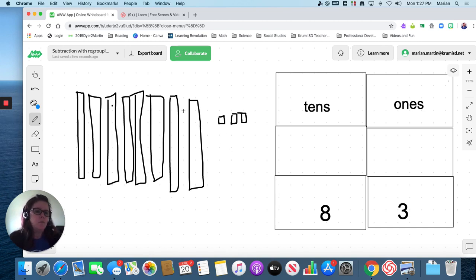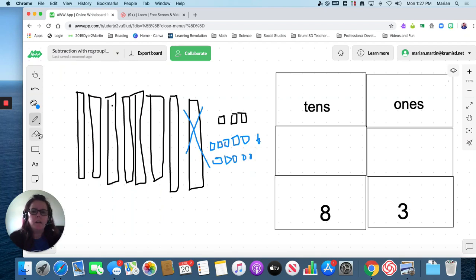Okay, so I'm going to regroup one of these tens. I'm going to cross out the 10 that I'm going to regroup, and all I'm going to do is break that up into 10 pieces. 1, 2, 3, 4, 5, 6, 7, 8, 9, 10.